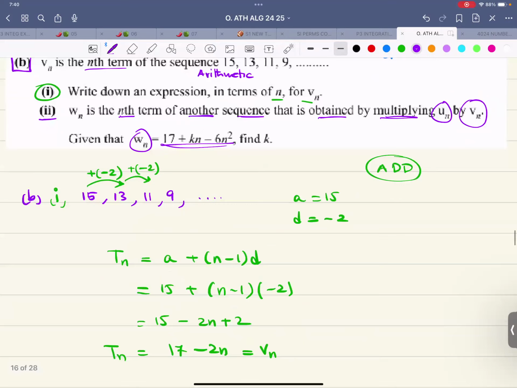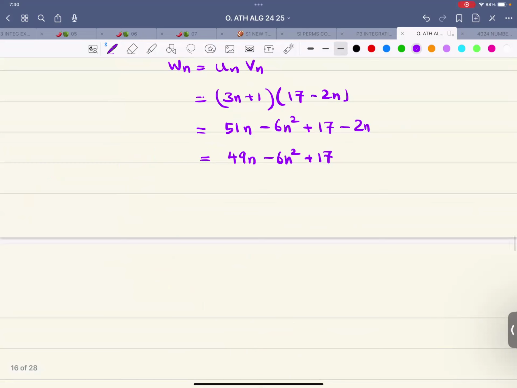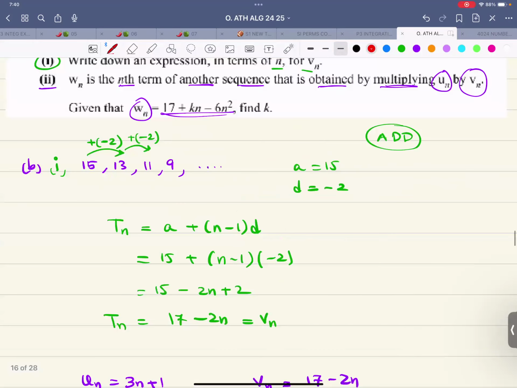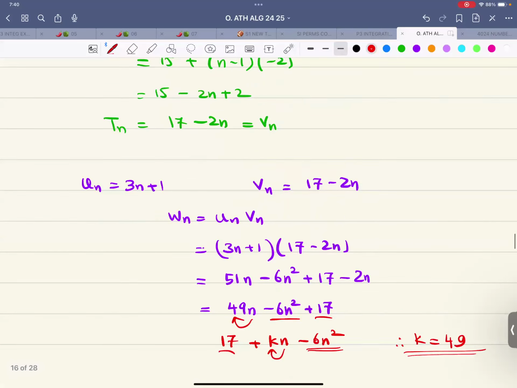In which order have they written? They have written the constant first, 17, and then kn, minus 6n squared. So that is 17 plus kn minus 6n squared. So 17 is over here, 17 is over here, minus 6n squared is over here, kn is like 49n. Therefore, what's the value of k? The value of k is 49, and that is the answer we are looking for. So find k. K is the coefficient of n, and that is this.